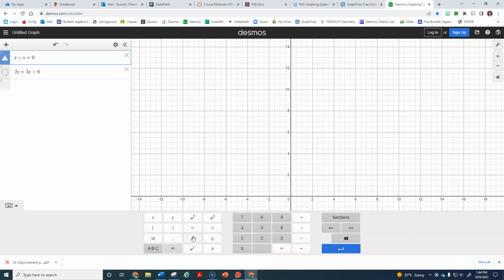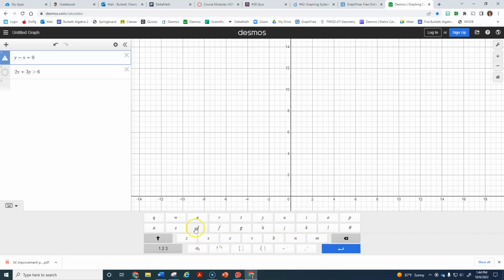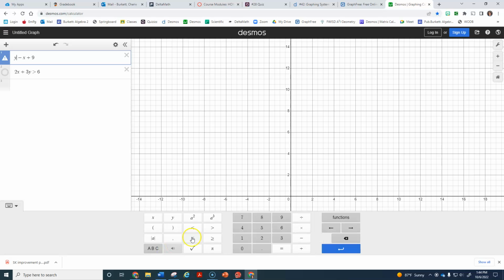But I also want to show you that you can do it another way. If you use the less than symbol that's on your keyboard, and then immediately after that you put an equal sign, you'll notice that right here it changed that to less than or equal to. So if you want to use the less than or greater than symbols on your keyboard, right after you type either one of those, you follow it with an equal sign. It puts the bar underneath it for you. So Desmos will graph inequalities for you.